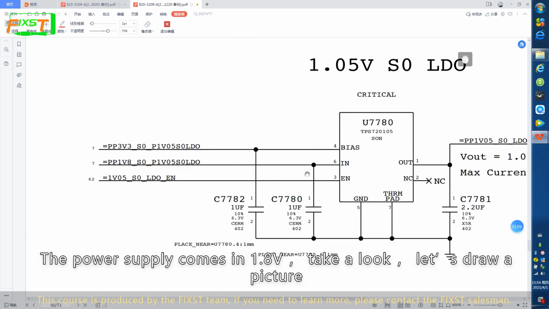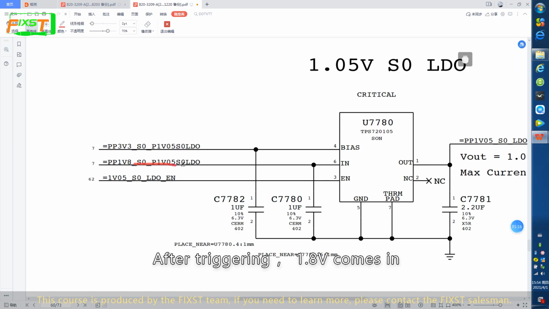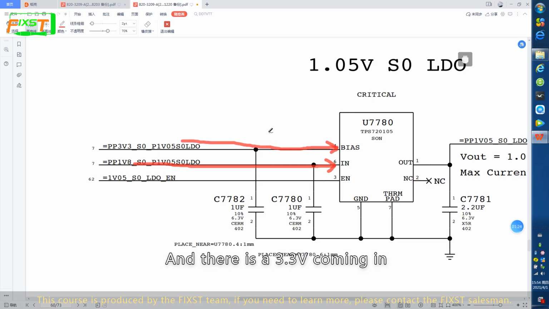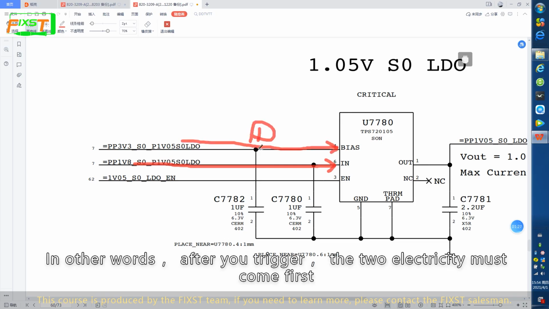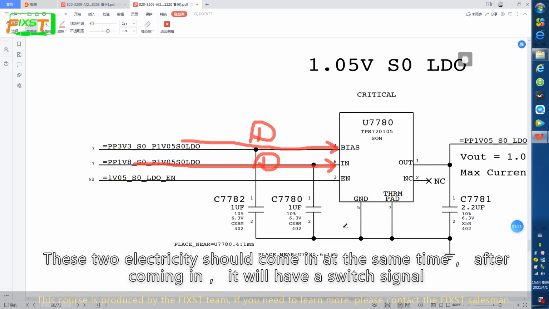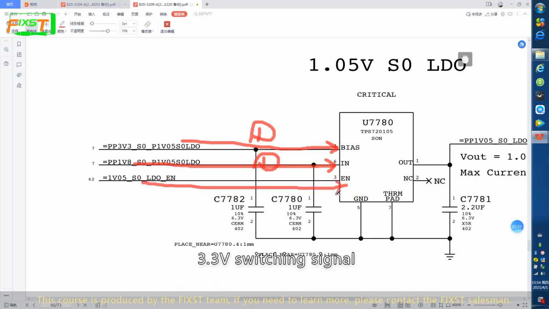The power supply comes in 1.8 volt. Take a look. Let's draw a picture. After triggering, 1.8 volt comes in. And there is a 3.3 volt coming in. In other words, after you trigger, the two power supplies must come first. These two should come in at the same time. After coming in, it will have a switch signal, 3.3 volt switching signal.